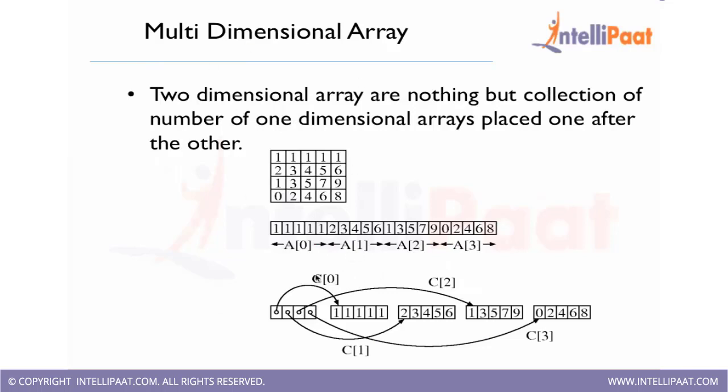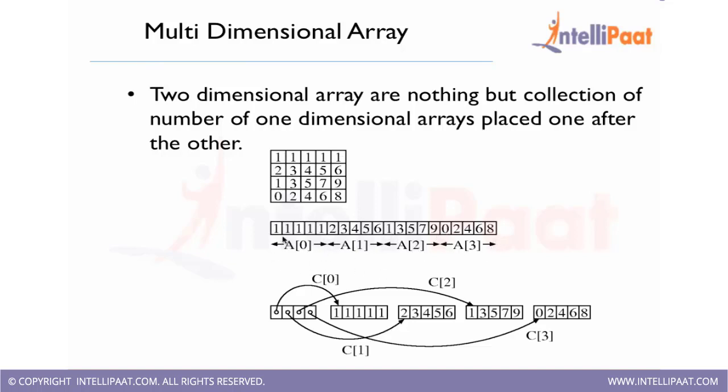Here we are explaining more. A two-dimensional array is a collection of a number of one-dimensional arrays placed one after the other. Every one-dimensional array is placed one after the other in continuous memory. For example, this is a two-dimensional array: 1 1 1 1, 2 2 2 3, 4 5 6 1, 1 3 5 7, 9 0 to 4 6 8. This is how it is represented in memory: the first row is placed, then the second row, then the third, and then the fourth.